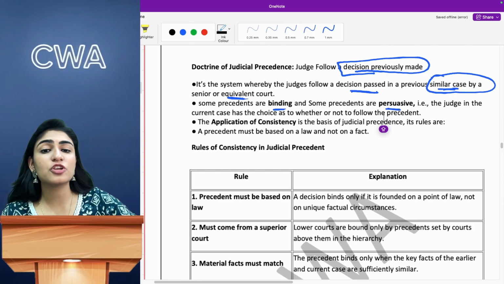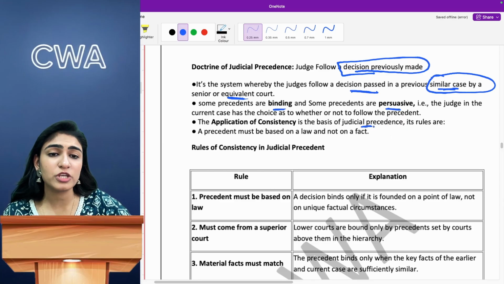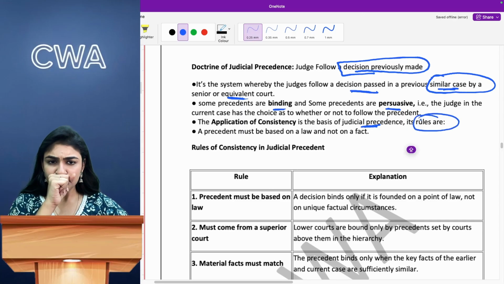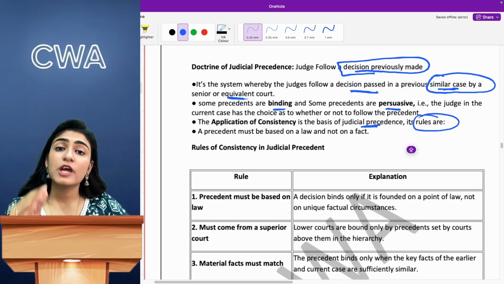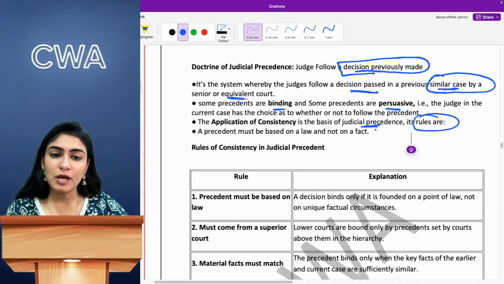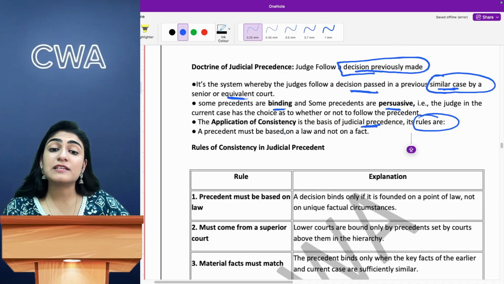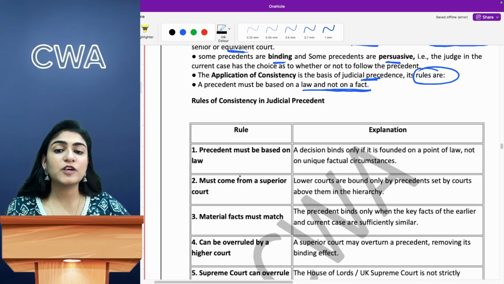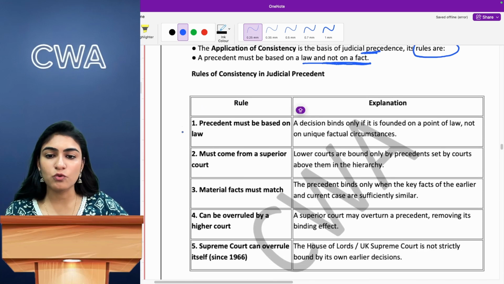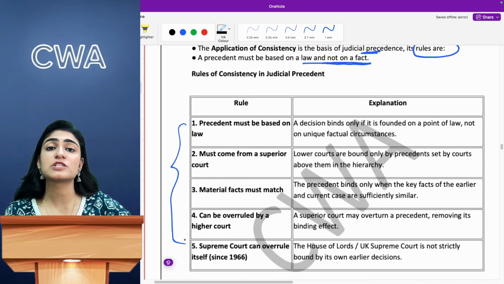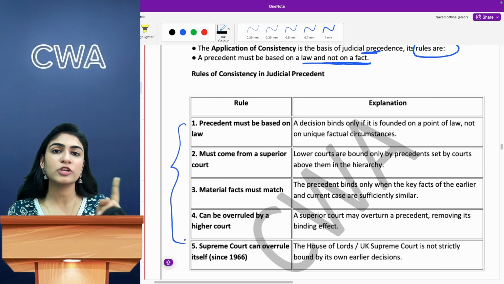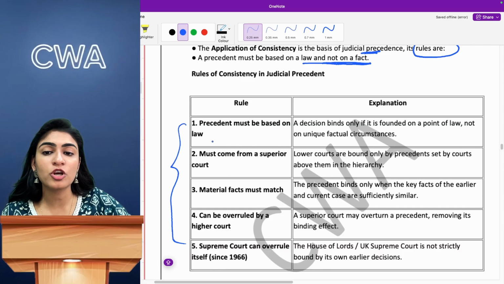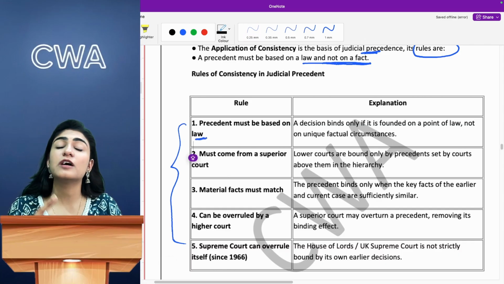The application of consistency is based on judicial precedent. However, there are a few rules that you have to follow if you are following judicial precedent. A precedent must be based on law and not fact. The very first rule, let's discuss the rules. There are 5 rules that you are supposed to follow if you are following judicial precedent. The very first rule says that it should be based on law and not a mere fact.